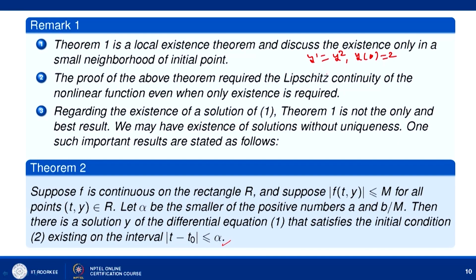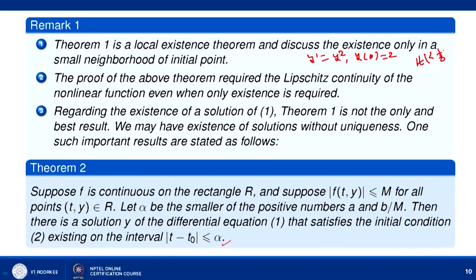Here we have shown that the solution actually exists in a larger interval, but if we use our existence and uniqueness theorem, then the interval is quite small, given as modulus of t less than 1 by 8. So this says that our theorem is a local existence theorem which gives a solution only in a small neighborhood of the initial point. And the proof of this existence and uniqueness theorem requires the Lipschitz continuity of the nonlinear function even when we only require existence of the solution. So this gives not only existence, but also guarantees the uniqueness of the solution.